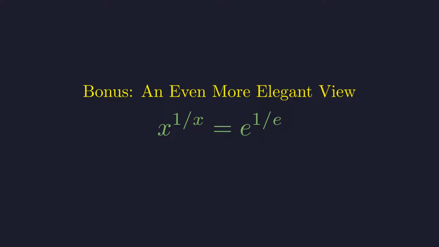This gives us another way to think about the problem. We're looking for where the function g of x equals x to the 1 over x has the same value as g of e. It turns out this happens exactly when g reaches its maximum, which occurs when the natural log of x over x is maximized. Full circle.